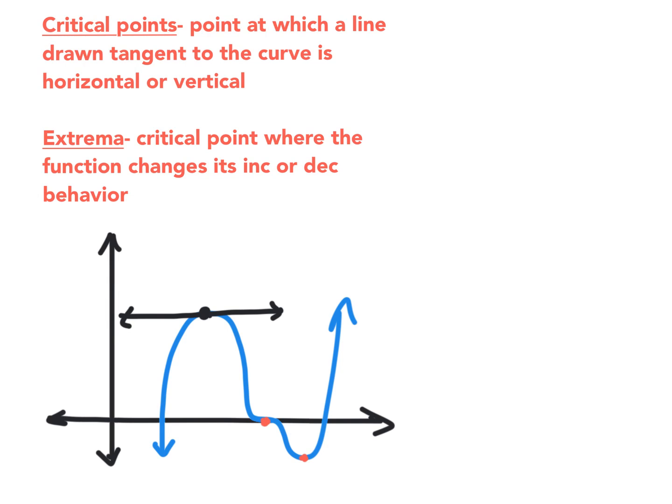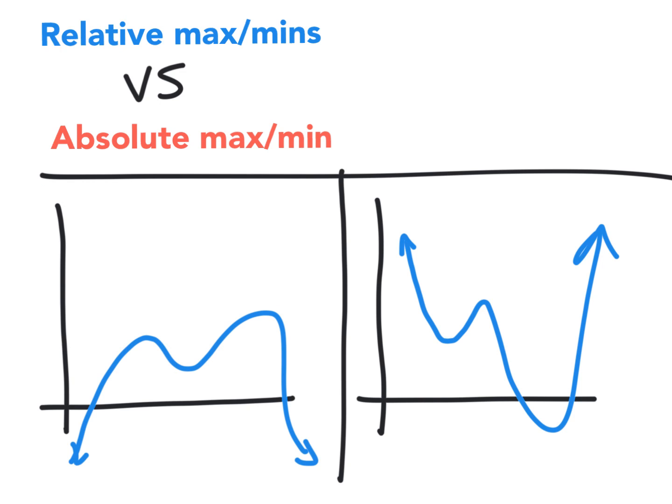Extrema are critical points where the function changes its increasing or decreasing behavior. As you see here, it's increasing and then switches to decreasing, which makes this point an extremum. Same with this point down here at the bottom. And this point right here, where it doesn't change its increasing or decreasing behavior, just changes its shape and goes horizontal for a second, is just a point of inflection. These other points are called maxes and mins, and we can have relative and absolute maxes and mins.